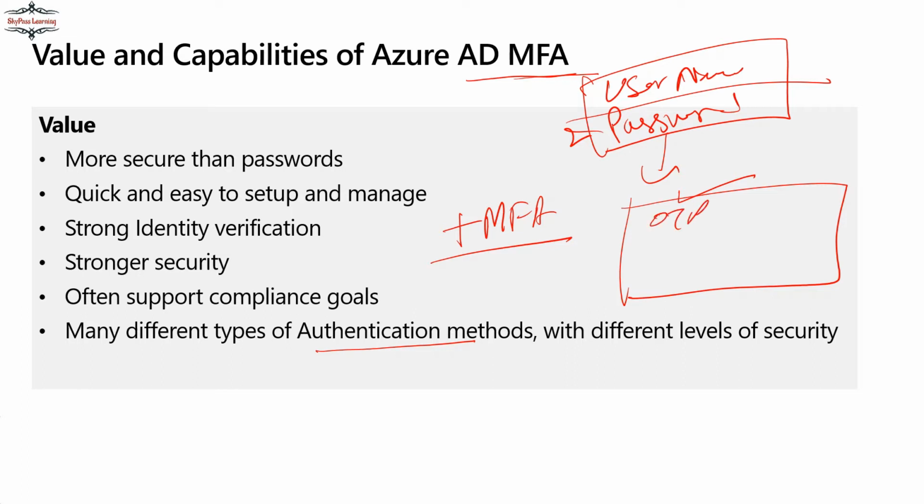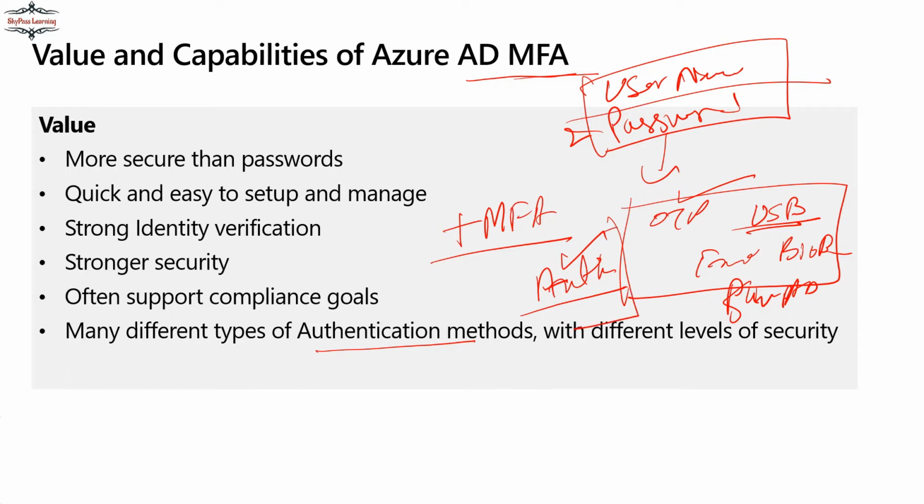It could be a one-time password. It could be a USB disk that you have to attach to your system. It could be your fingerprint, like biometrics or a retina scan. It could be a smart card that you have to swipe on your device. It could be an authenticator app. If you have a smartphone, you can download the authenticator app and provide the notification approval. So all these are various ways to authenticate yourself apart from the username and password.